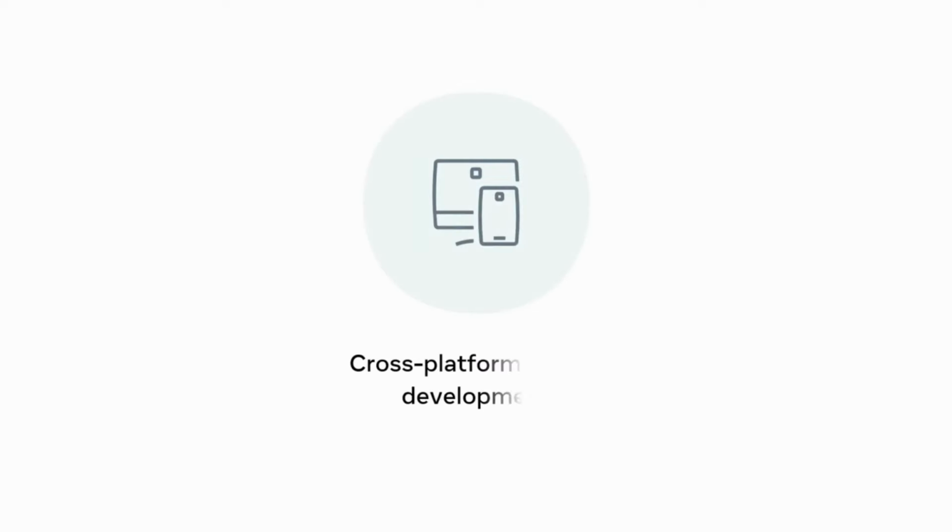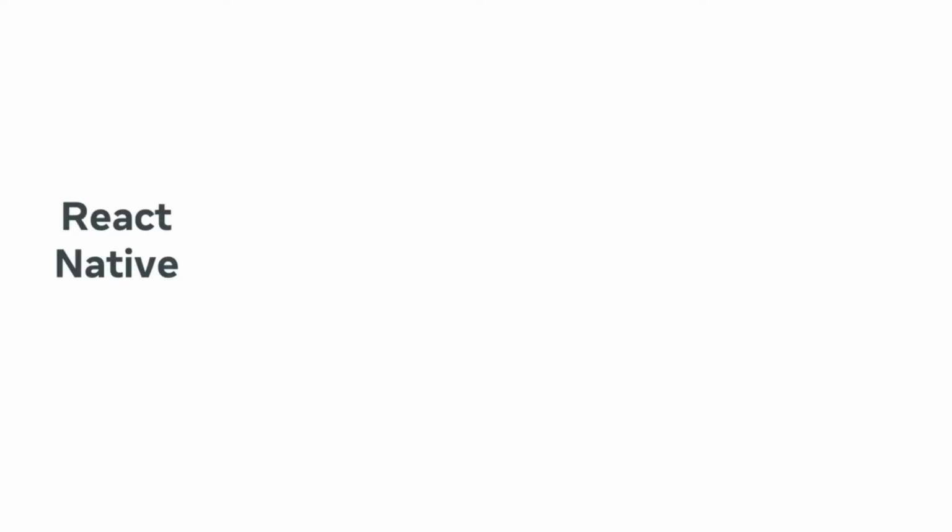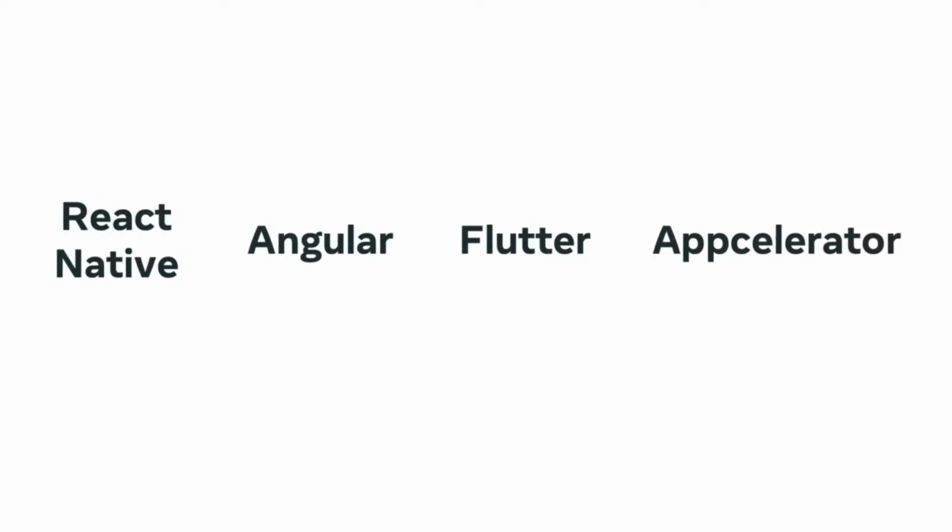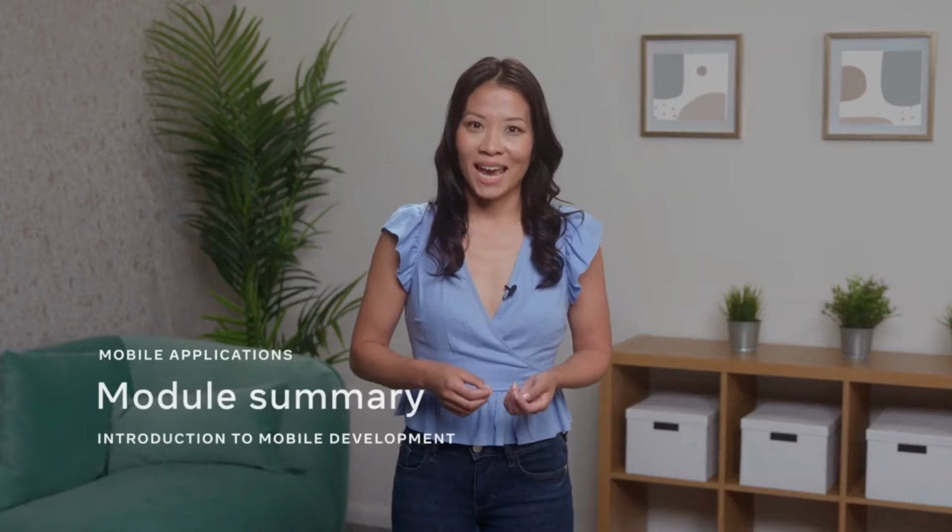With that goal in mind, developers use cross-platform mobile development frameworks to create products that run on multiple platforms like iOS, Android, and Windows. These frameworks include products like React Native, Angular, Flutter, and Appcelerator. In this video, you covered responsive design and how it helps developers build products that offer the best user experience across multiple devices. You've reached the end of this module on mobile applications.